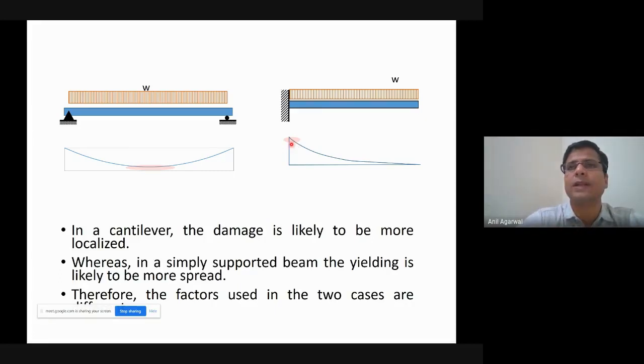So what happens if you have a distributed load in a cantilever beam? How does the bending moment diagram look? It looks somewhat like this, right? A parabola, correct? Similarly, if a simply supported beam is subjected to a uniformly distributed load, the bending moment diagram looks like this. Where is the location of highest bending moment?